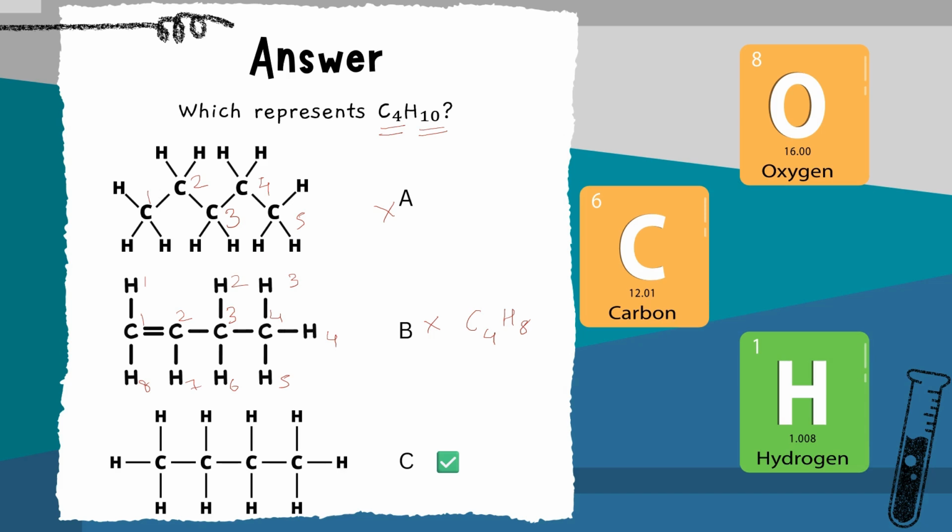Let's check C. 1, 2, 3, 4 carbons and 1, 2, 3, 4, 5, 6, 7, 8, 9 and 10 hydrogens. So 10 hydrogen, which matches with the question, hence C is the answer.